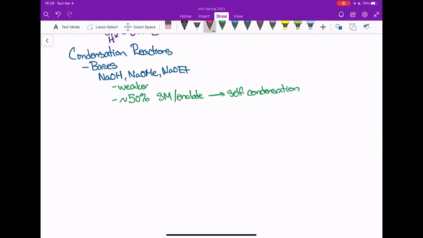And then another key thing to note when you're using these ones, and we'll see it a little bit later as I go through some of the reactions, but you want to make sure that you use the base that matches your ester if you have an ester in your starting material.